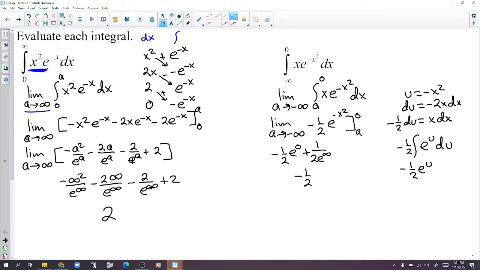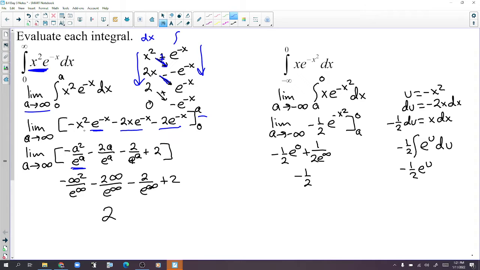So we do the derivative down this way, do the integral down this way, make our arrows because we have these little extra signs in there. So the antiderivative is negative x squared e to the negative x minus 2x e to the negative x minus 2e to the negative x. But we're going to plug a in for all of these x's. But e to the negative a, that goes down to the denominator. So minus 2a over e to the a, minus 2 over e to the a.